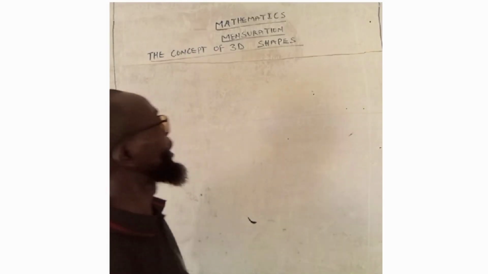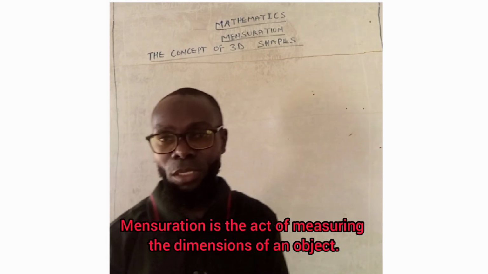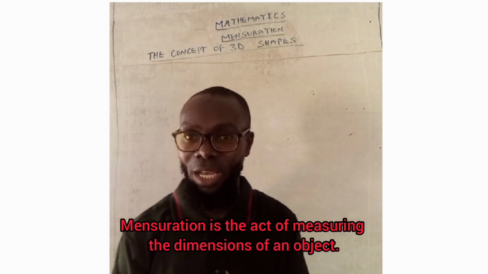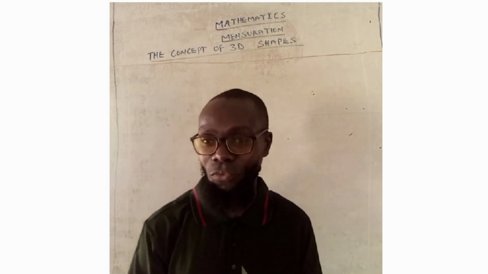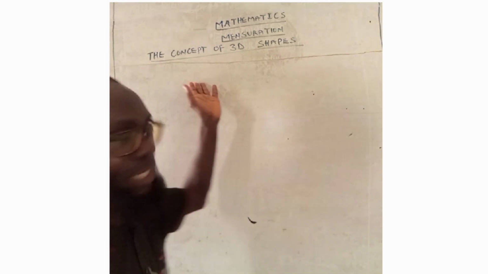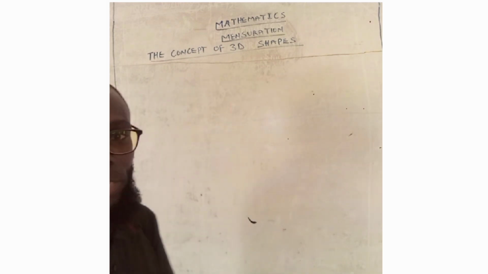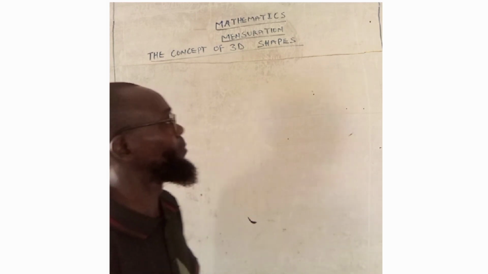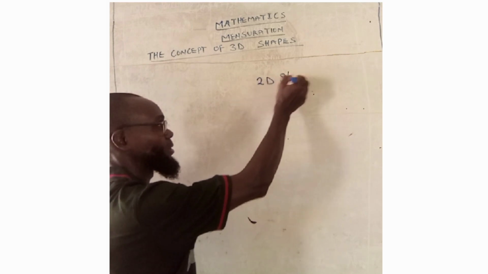We are going to look at mensuration. Mensuration, as we know, is the act of measuring an object. To measure the dimension of an object, we refer to as mensuration. Also, we are going to look at the concept of 3D shapes. But before we go into this, we are meant to refer back to our elementary mathematics about 2D shapes.